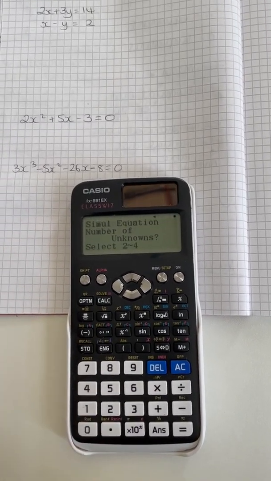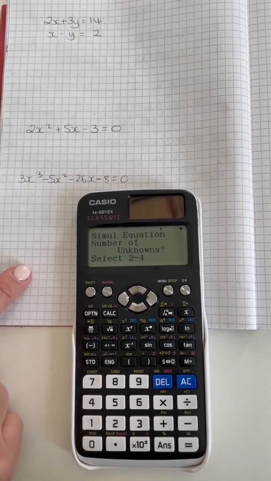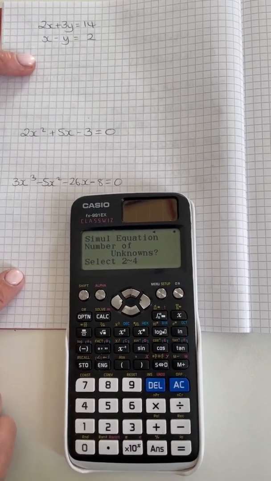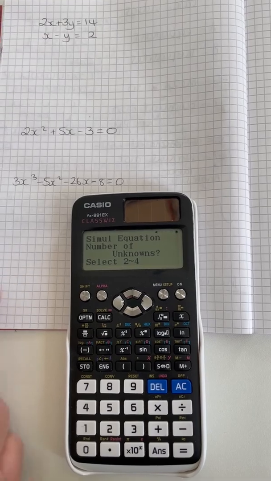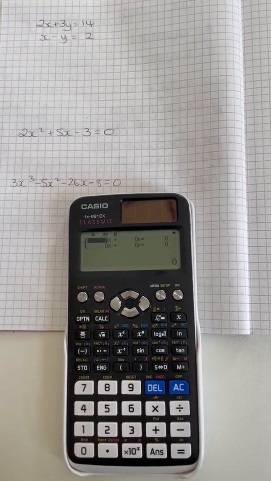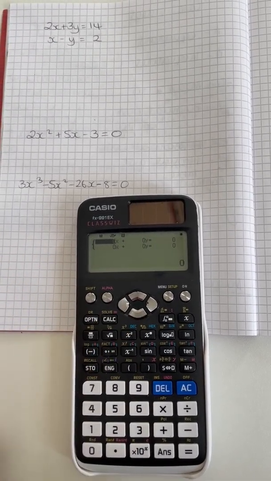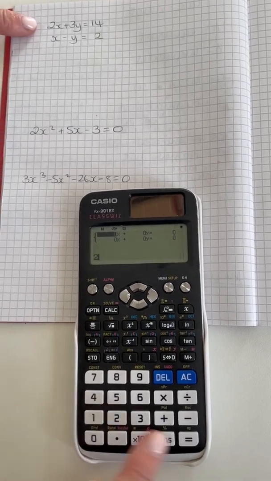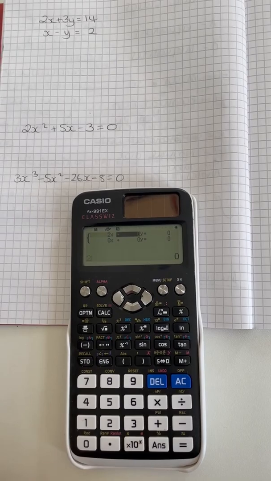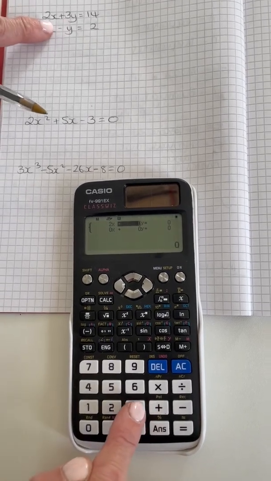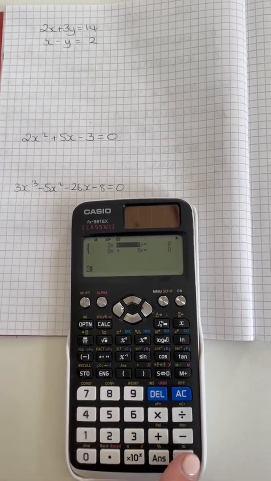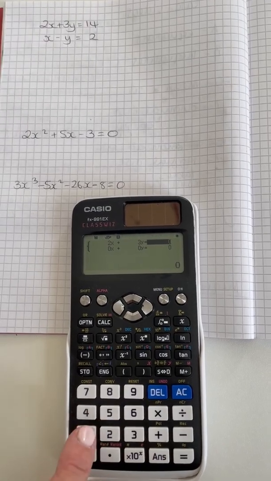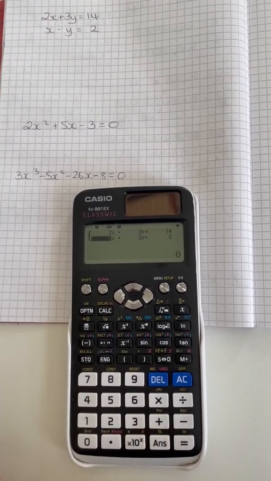So if we press number 1, the number of unknowns, we're going to solve this simultaneous equation up here, which has two unknowns, x and y. So we select number 2, and then we input the coefficients of our equation. For the first equation, we've got 2x, so we press 2, press equals. We have 3y, it's a positive 3y, so we press 3 and equals, and that equals 14. And we press equals again.